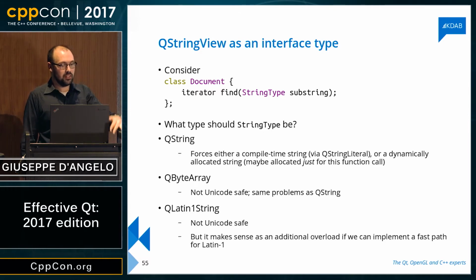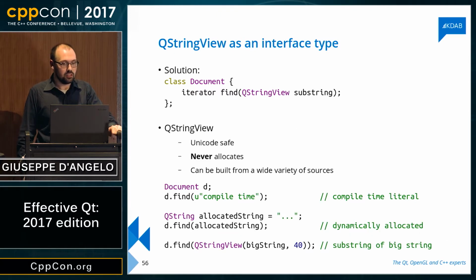You can choose. It could be QString, but if it's QString, that means you need to allocate that string every time you call that find function. That's not exactly good. It could be QByteArray, but QByteArray should never be used for doing string manipulations, so don't use it. It could be QLatin1String. That works if and only if you want to limit yourself to Latin1. In general, this is not good for finding any sort of Unicode substrings, right? So the proper solution for this would be QStringView.